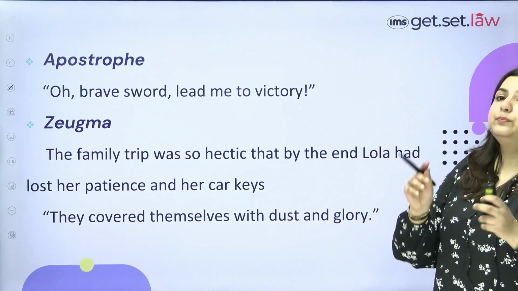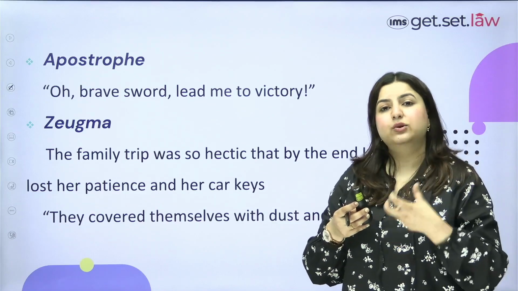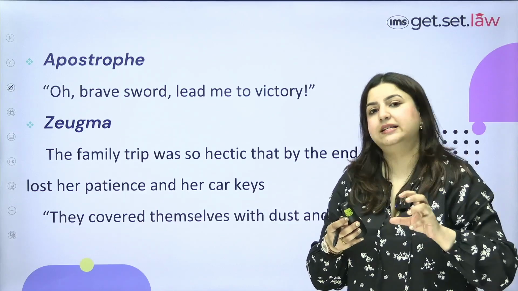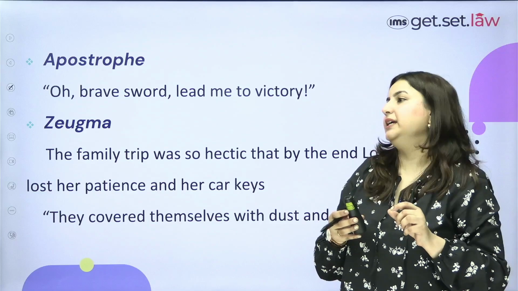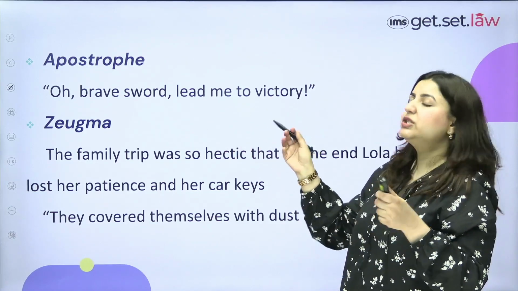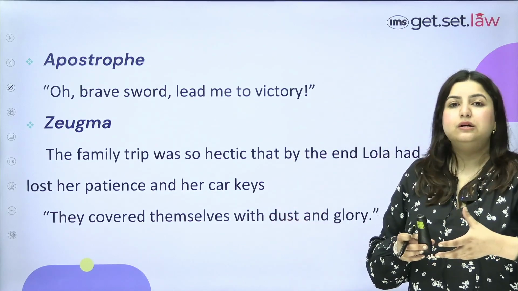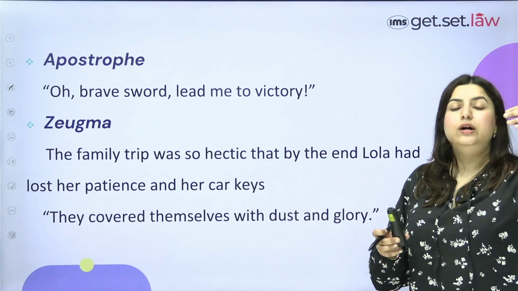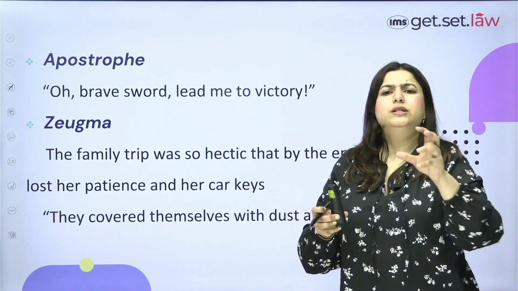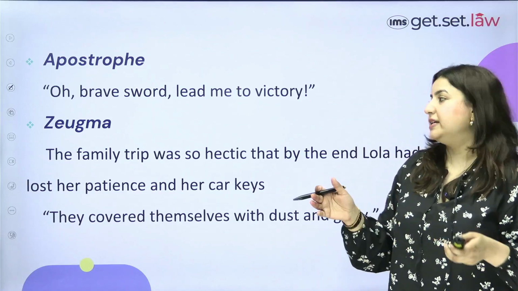Next one we have is apostrophe, which is used when you're trying to address somebody or something which at the point of addressing is not present at the scene, or something that you're not aware about. Oh brave sword, lead me to victory. It's not like the sword was there at the time of addressing it. Similarly, when you say oh God, it's not like God is immediately there, right? So it's used to address something that is inanimate or not present at the time of addressing it.